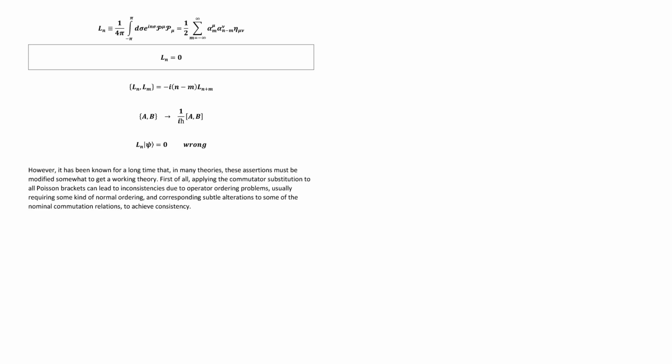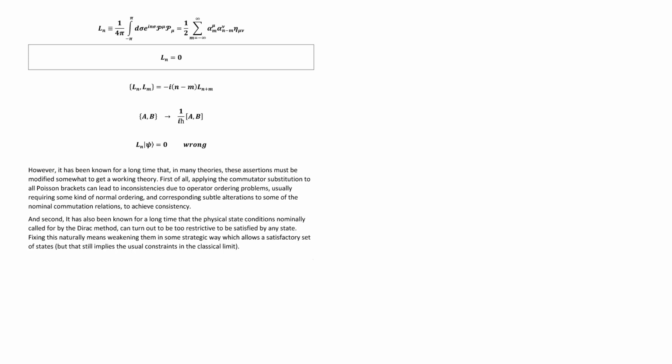However, it's been known for a long time that in many theories, these assertions must be modified somewhat to get a working theory. First of all, applying the commutator substitution to all Poisson brackets can lead to inconsistencies due to operator ordering problems, usually requiring some kind of normal ordering, and corresponding subtle alterations to some of the nominal commutation relations to achieve consistency. And second, it has also been known for a long time that the physical state conditions nominally called for by the Dirac method can turn out to be too restrictive to be satisfied by any state.